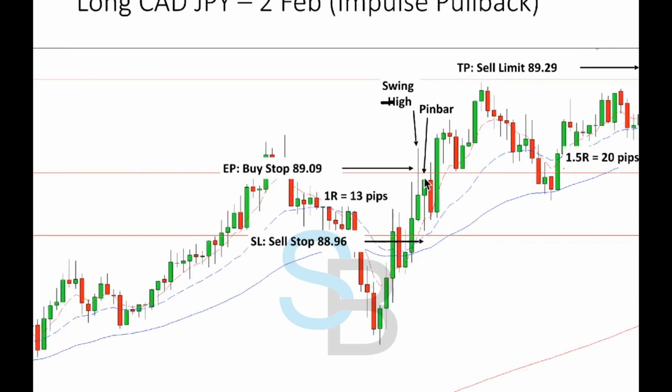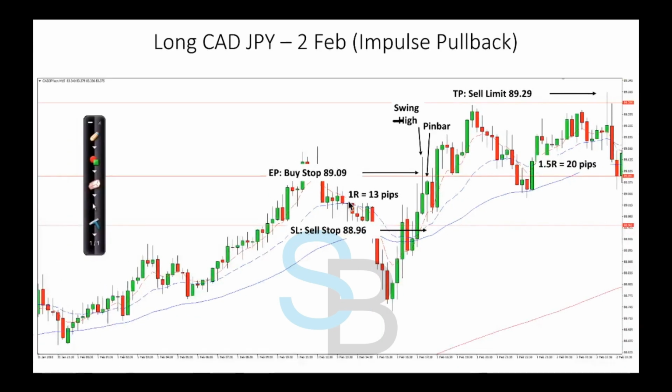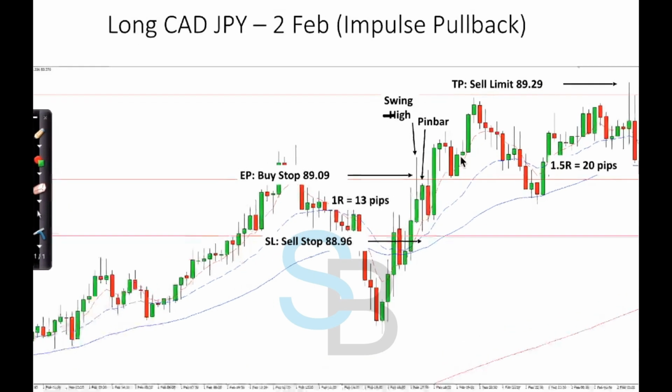So the buy order would be just above the high of this candle, in this case 89.09. The stop loss just below the low of the candle, 88.96. So the distance is 13 pips, which is more than 8 pips. So remember that it's got to be 8 pips or more. So 1R is 13 pips. Our profit target will be 20 pips away, which will be at 89.29.